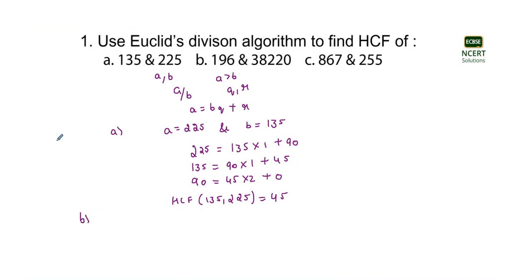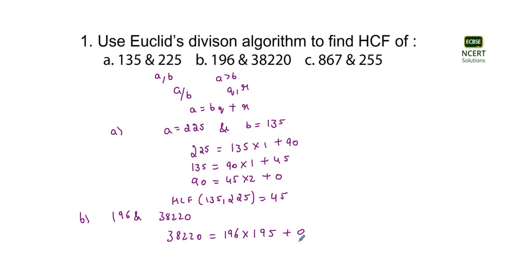So now coming to the B part of the question, here the numbers provided are 196 and 38,220. Clearly the number 38,220 is greater than the number 196, which means that A will be equal to 38,220 and B will be equal to 196. Applying Euclid's division lemma over these two numbers, 38,220 will be equal to 196 into 195 plus 0. Which means that if we divide the number A by the number B, 195 is obtained as a quotient and 0 is obtained as a remainder.